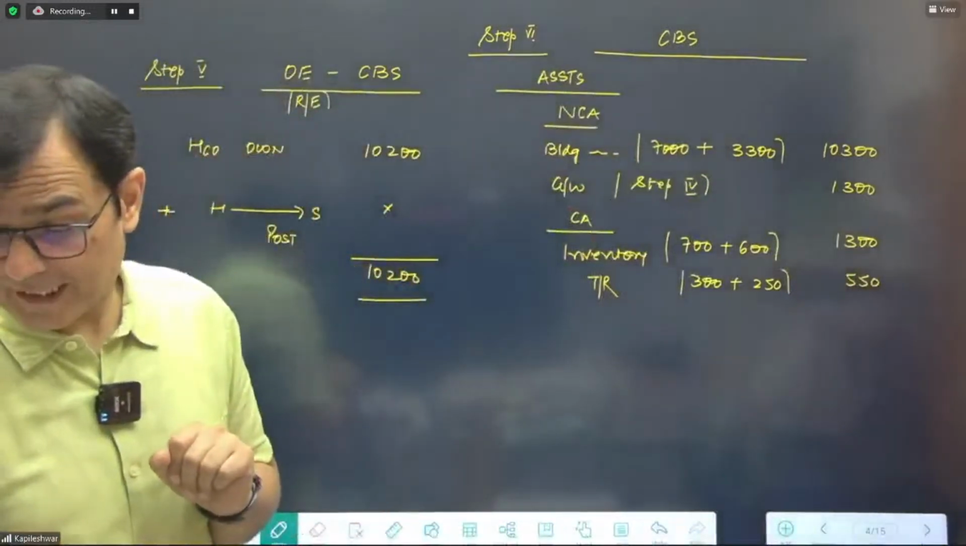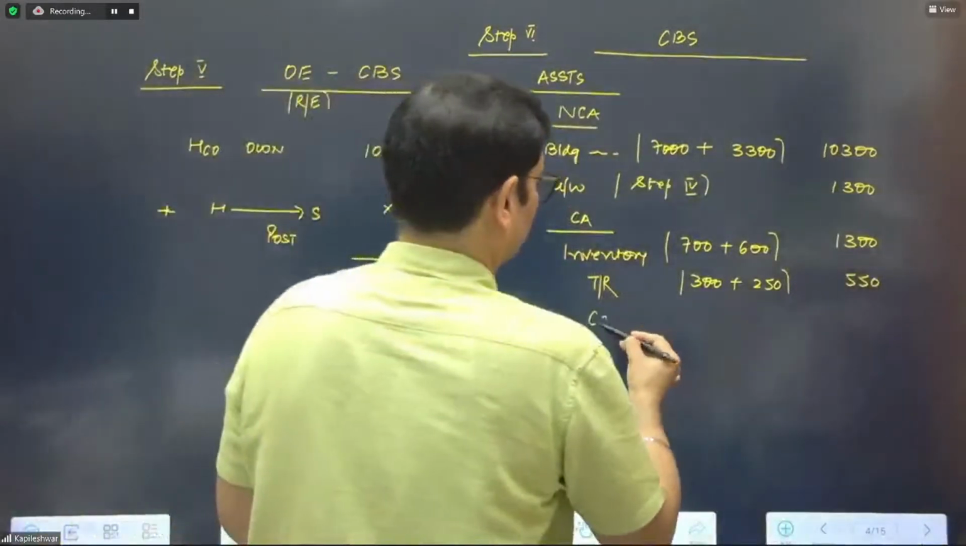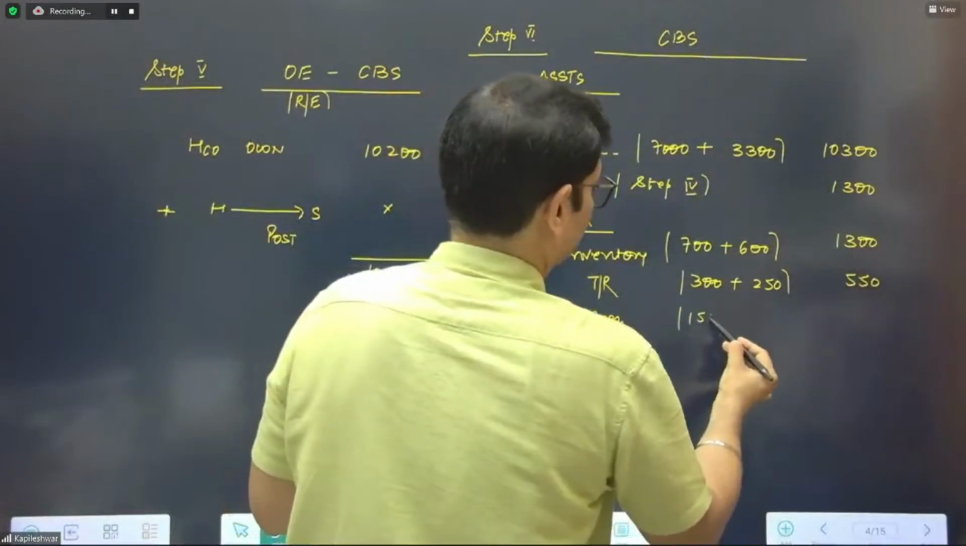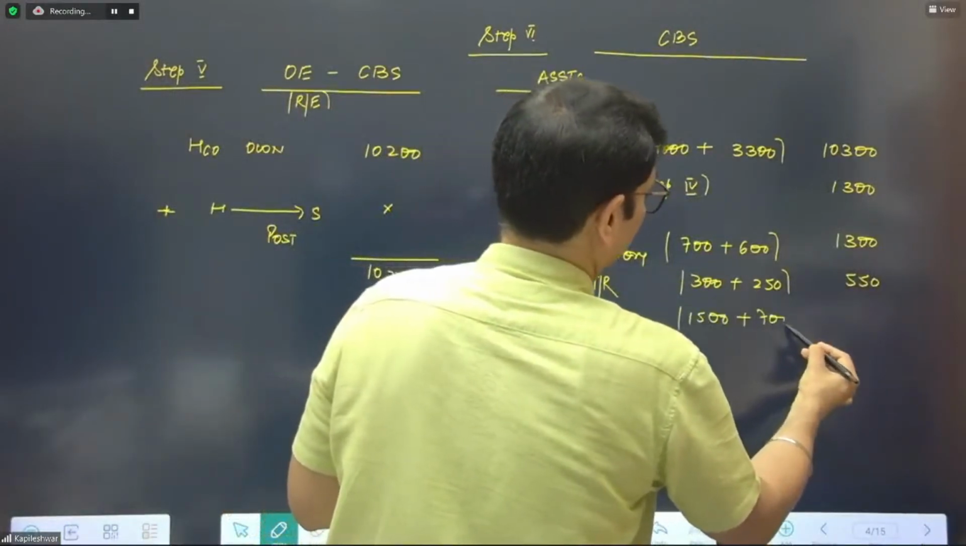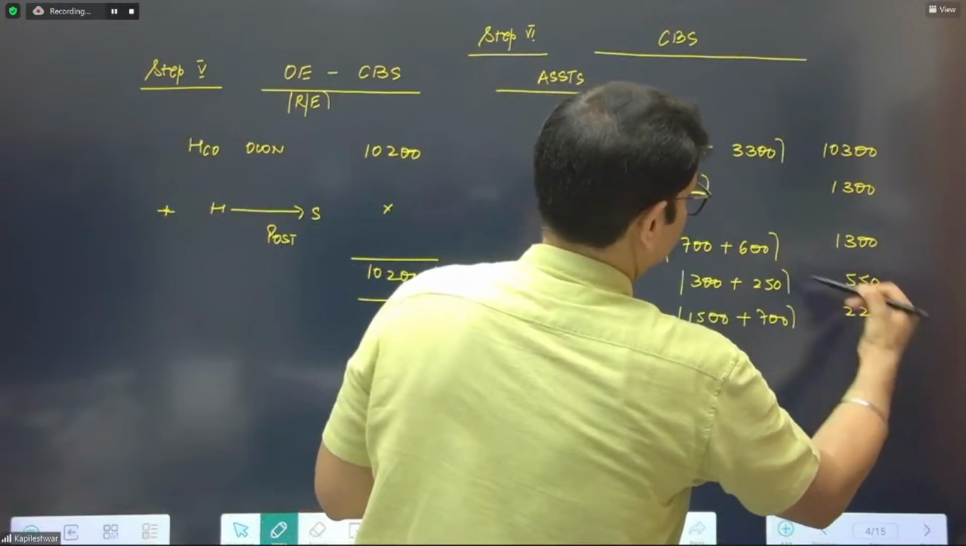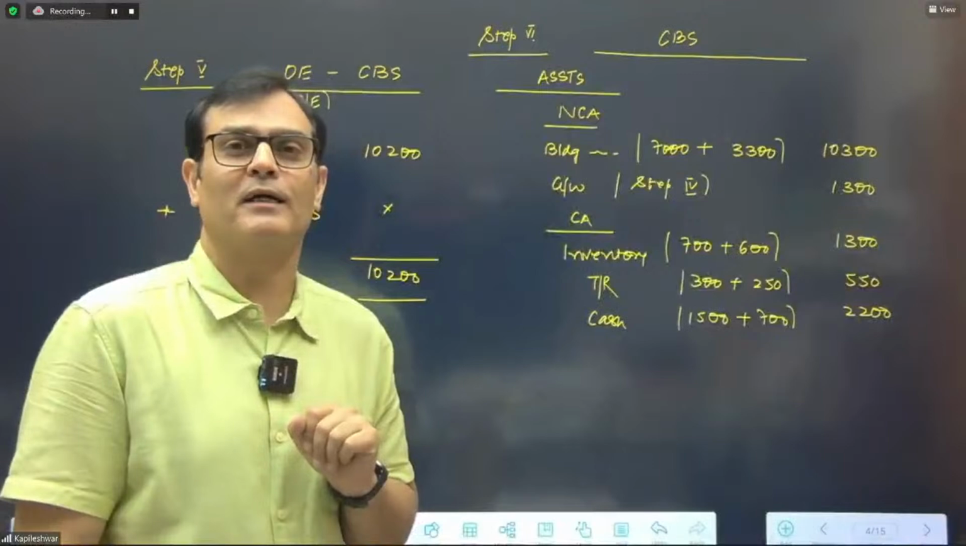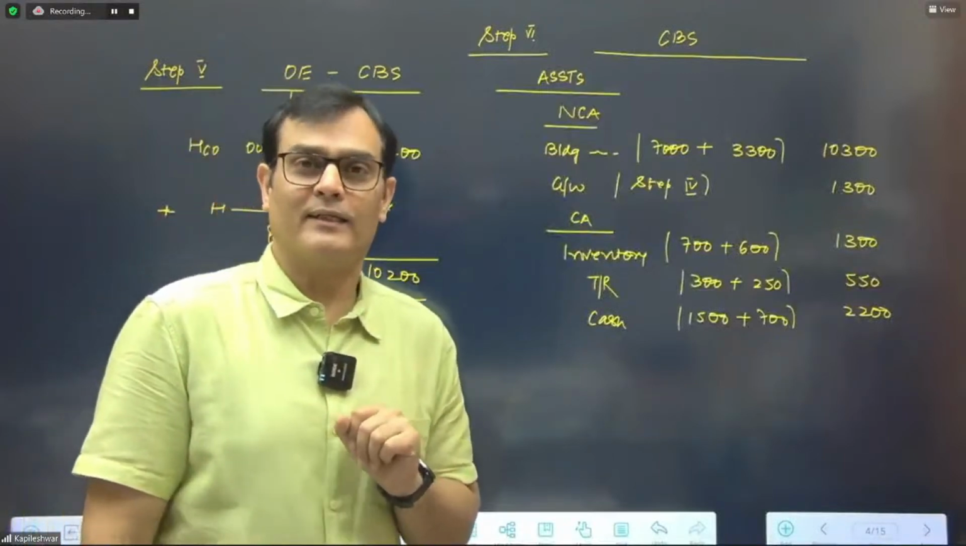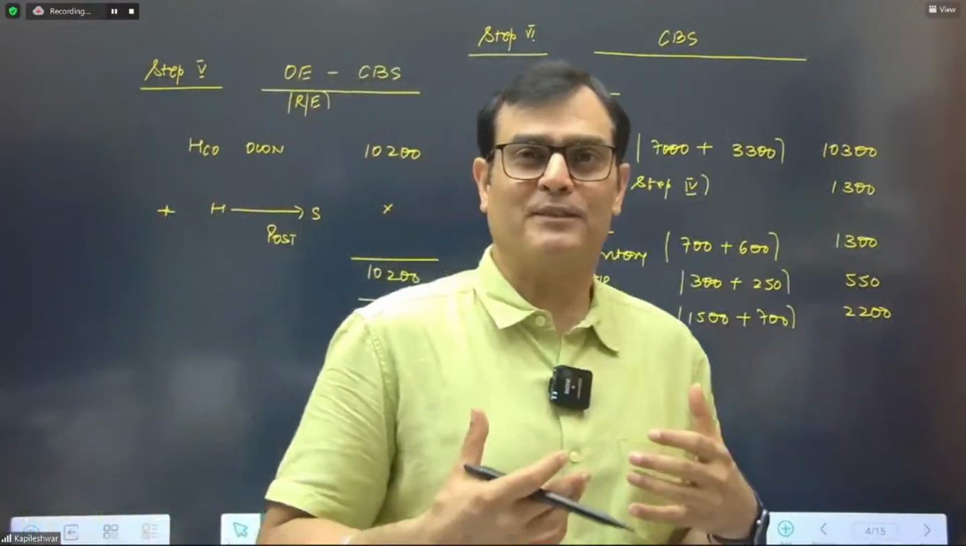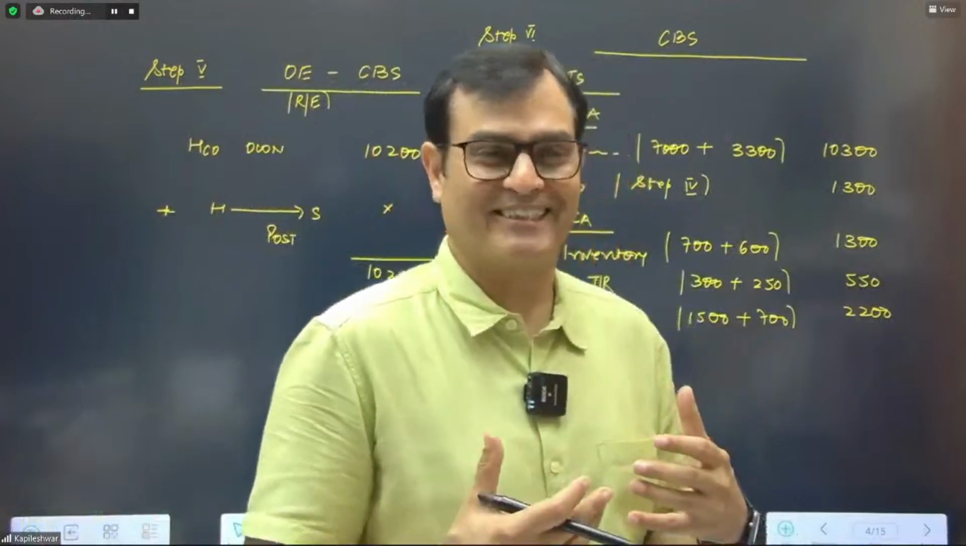And then we are given the figure of cash, and the cash is supposed to be 1,500 plus 700. That makes it 2,200. So my asset side of the balance sheet is done. Oh wow, this is too simple to come in the exam. So then why are we doing this question? Warm-up exercise in terms of things.